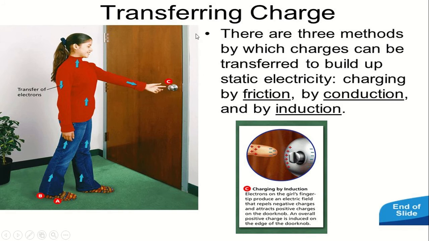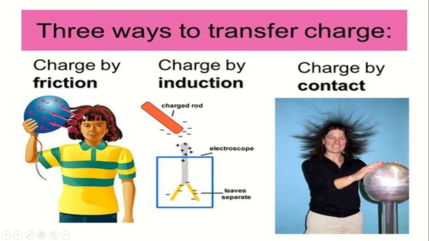So charge can be transferred from one object to another, and there are three methods of transferring charge. That is charging by friction, charging by conduction, and charging by induction. Look at the pictures. In charging by induction, there is no need of any contact or any kind of rubbing. I will explain this later on.